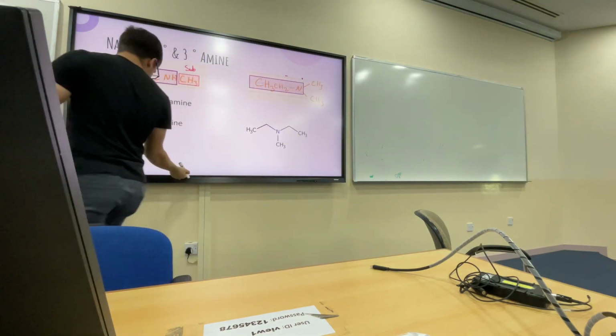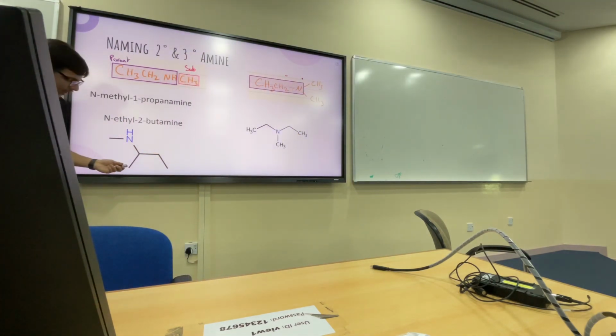Also here, we have the parent chain, which is a butane connected to the amine group, and we also have the alkyl group, which is a methyl. So it will be, there's a problem with the name. It should be N-methyl 2-butanamine because NH2 is connected to the second carbon of the butanamine, as you can see here.